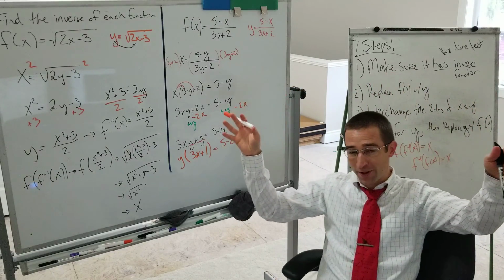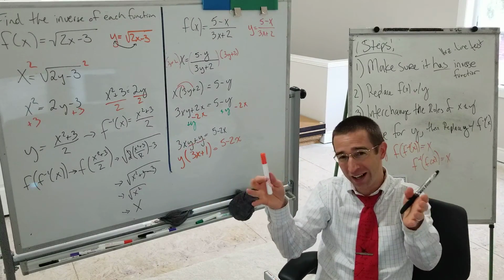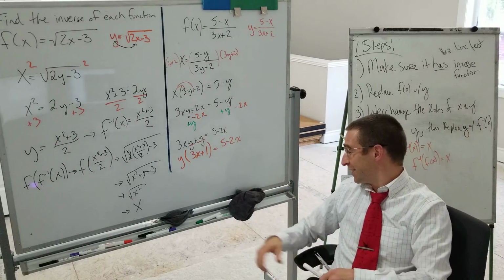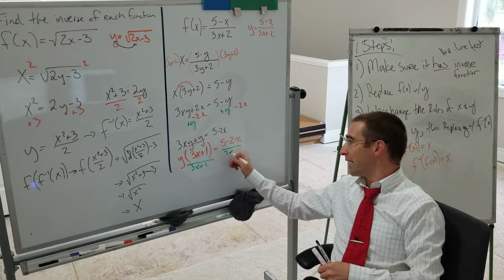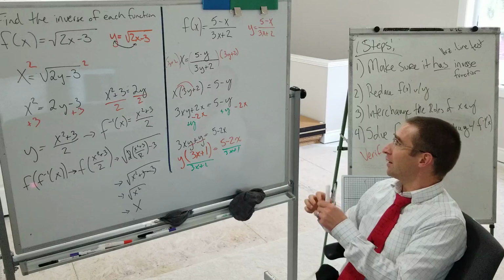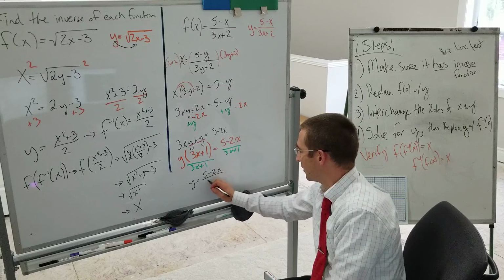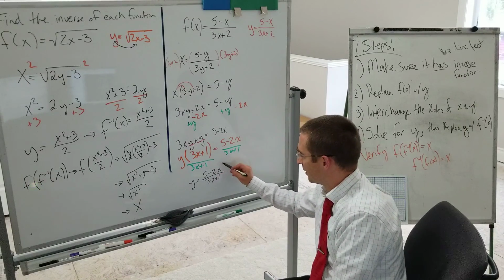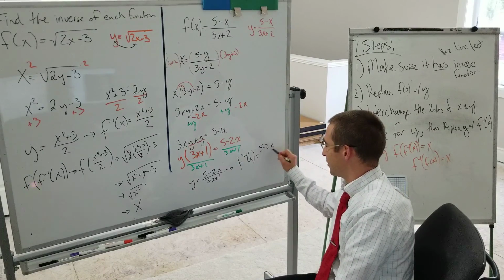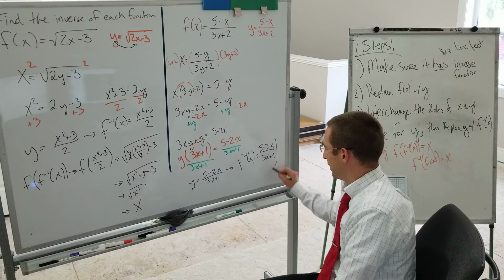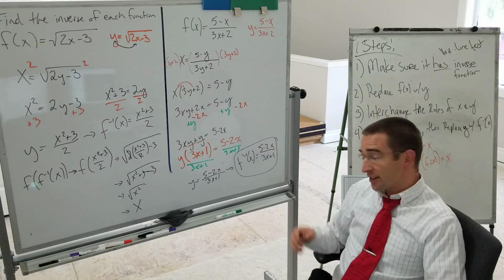And the last step is to get everything away from the y. It's y times now, and it's just a y. There's nothing else with it. It's just y times that, so we can just divide by it. Divide by 3x plus 1, and here we go. y equals 5 minus 2x over 3x plus 1, which means f inverse of x equals 5 minus 2x over 3x plus 1. If I wanted to check my work, I would evaluate f of f inverse of x and make sure it equals x.